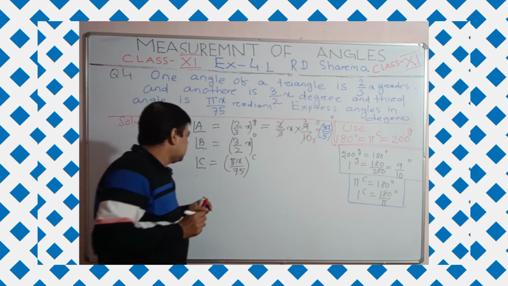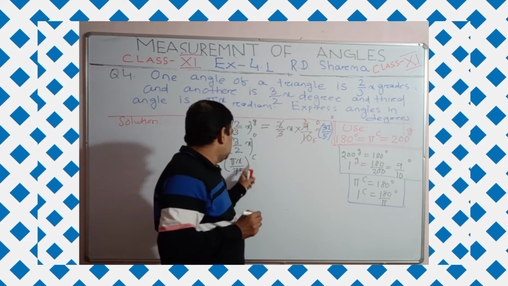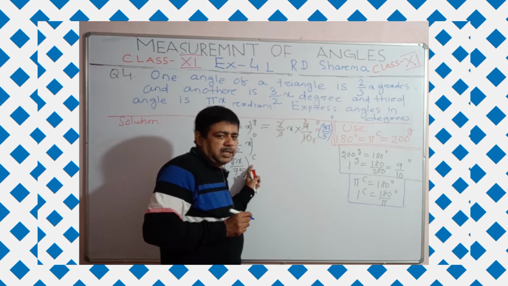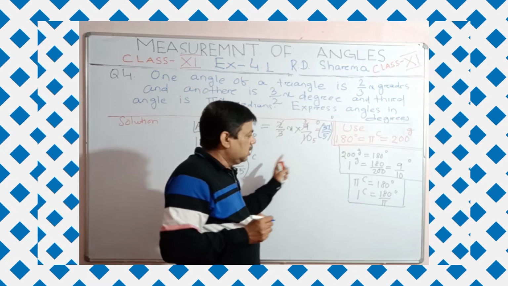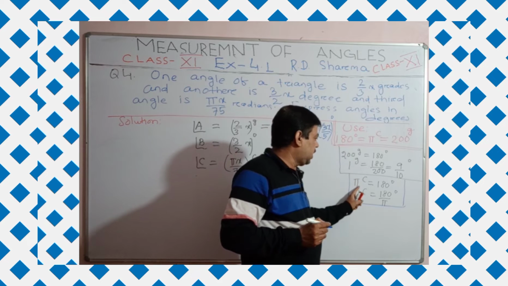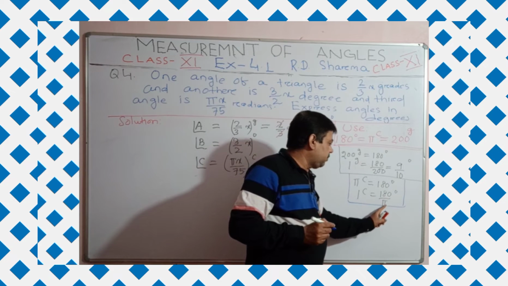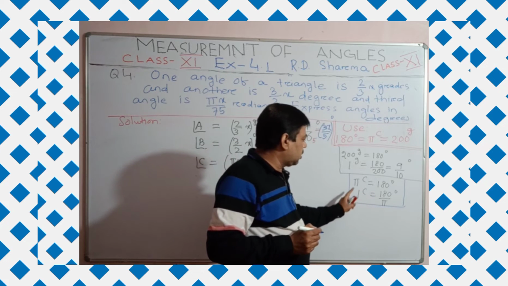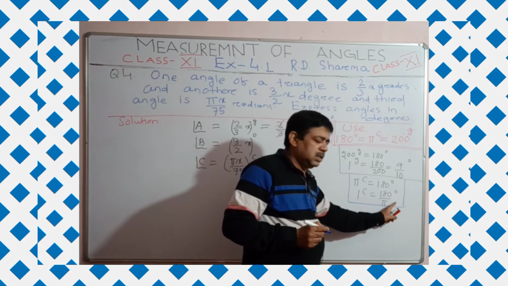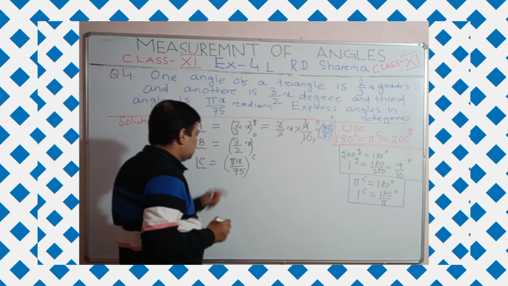Now let's see angle C, which is pi x by 75 what? Radian. This angle is in radian, and we have to convert it into degree using the relationship pi radian is equal to 180 degree. So 1 radian is equal to 180 by pi degree. It means whenever you are converting an angle from radian to degree, you have to multiply by 180 by pi.